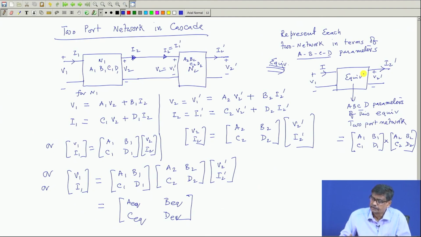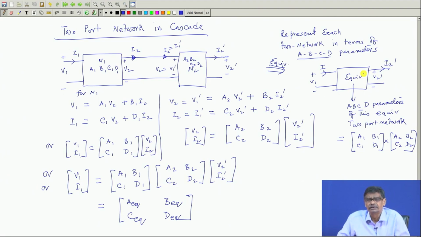Is that clear? Therefore, it depends: if it is transmission line parameters and there will be several networks connected one after another, that is in cascade, it is better you deal with ABCD parameters. Equivalent ABCD parameters will be simply the multiplication of these 2 by 2 matrices. As many stages are there, so many multiplications you have to do.